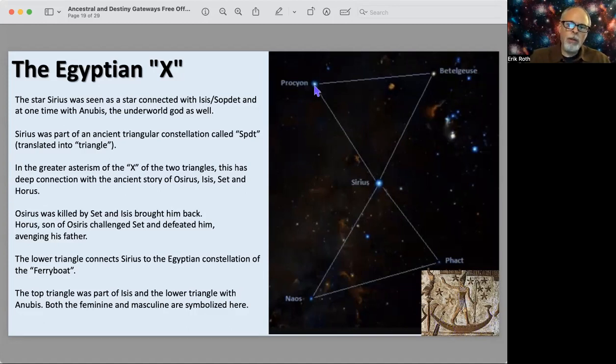I could share more in the future, but there wasn't much written about this. That was one of the projections they had around this, and it just happens to be part of the larger constellation of Argo, like from the story of Jason and the Argonauts. The Egyptian ferry boat is part of that area, so it's below the star Sirius. So it forms this great X in the sky, with Sirius being sort of the center of that X, and we'll talk more about that.